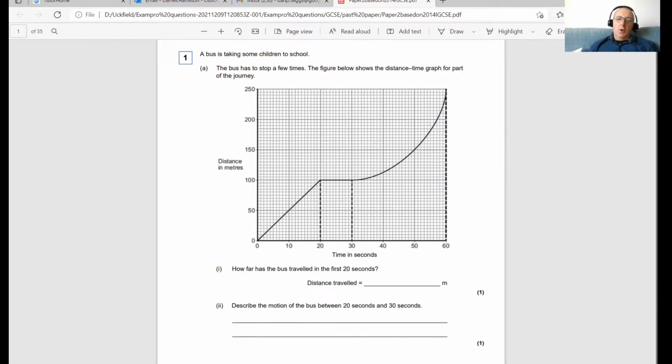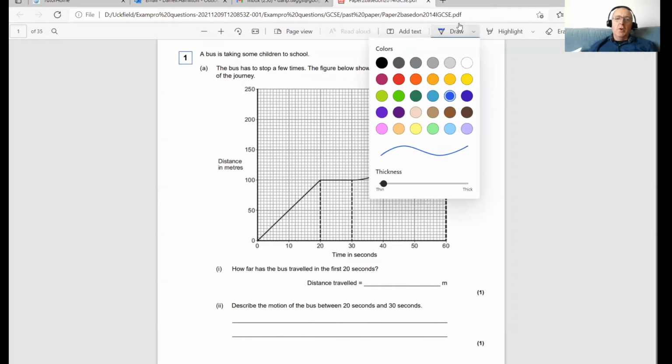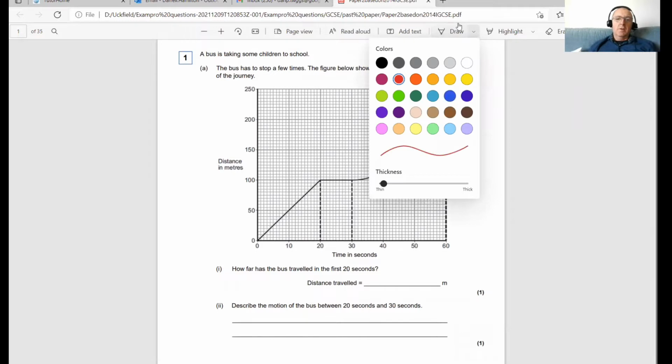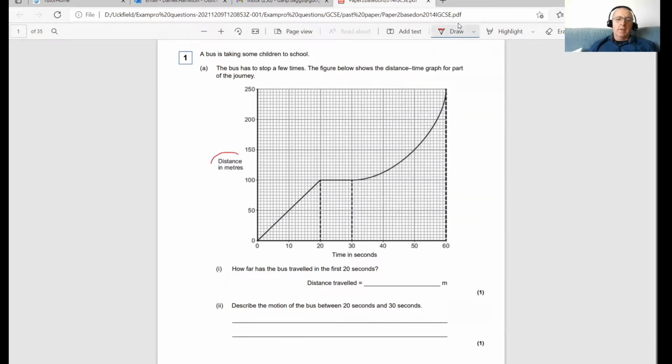So I would always advocate that you're careful to check what kind of graph you've got before you begin. And you have a distance-time graph in this case. So make sure that that is clear when you start, and notice your graph is in meters and your time is in seconds. These are things that you really need to be picking up on at the very start.